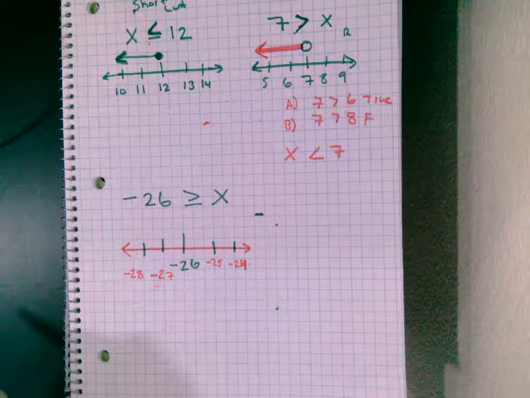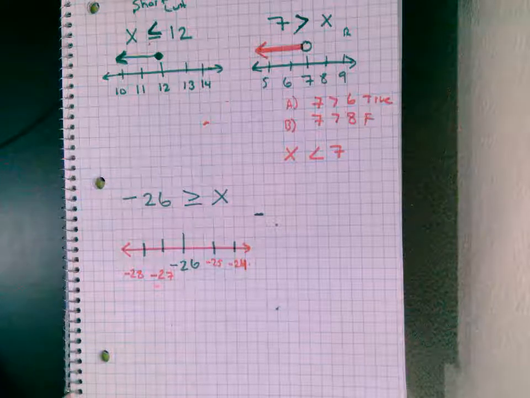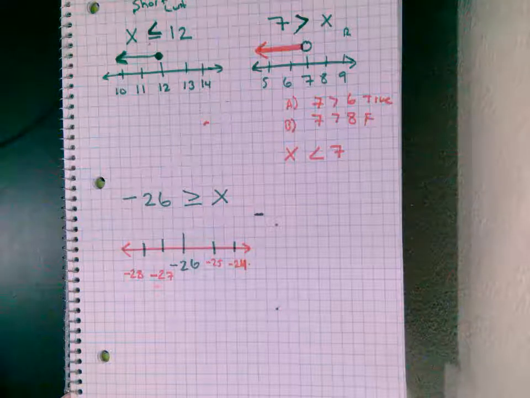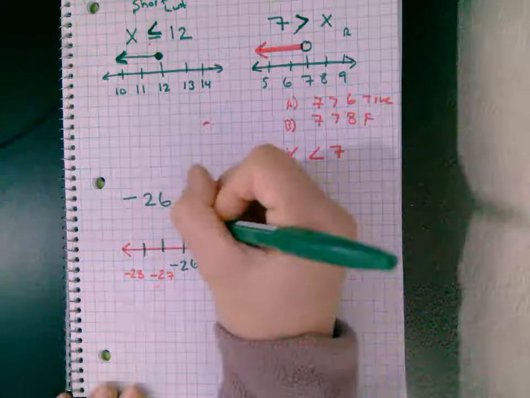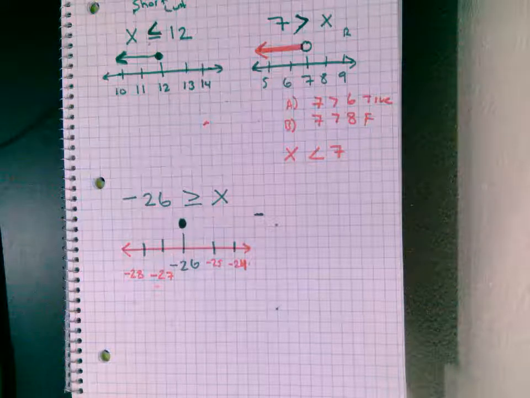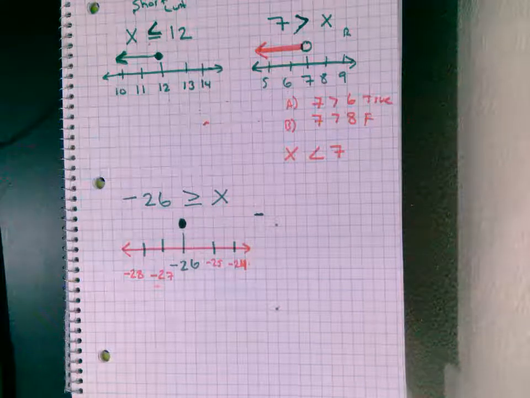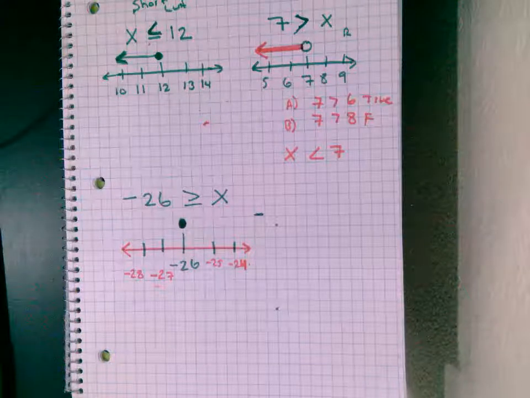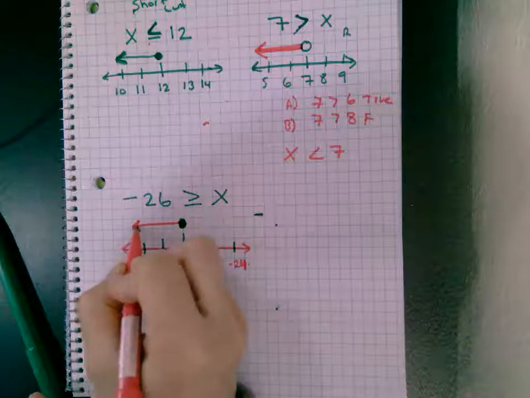Are we going to have an open or closed circle? Closed. Closed. Thank you. Sorry. Where is the chat? I've lost the chat. Oh, closed. Thank you. Someone did put closed. Okay. Closed. And then which way do you shade? Negative 26 is greater than or equal to x. So which way should I shade, left or right? Left. Yeah, it's left.